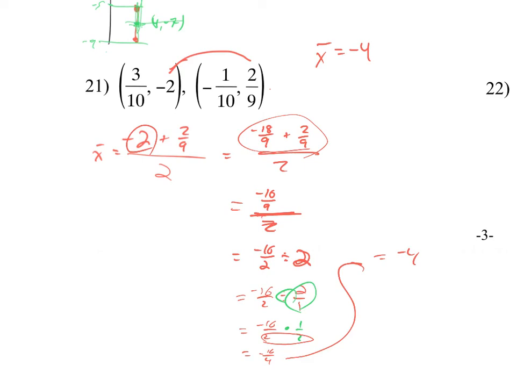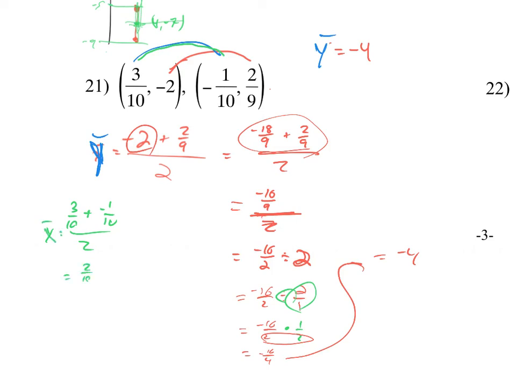We can do the same thing with the y value. Going from, oh, sorry, that's the y value. This is y average. The x average is going to be 3 tenths plus negative 1 tenth all over 2. This is the x this time. So this is 2 tenths over 2, so this is 2 tenths divided by 2 over 1, which is 2 tenths times 1 over 2. These cancel out and you're left with 1 tenth. So that's our x average, 1 tenth. So I think it would be 1 tenth comma negative 4, something like that.